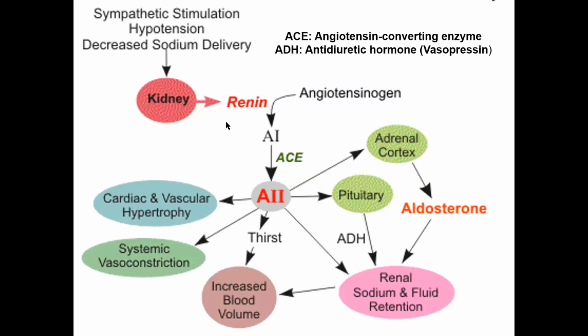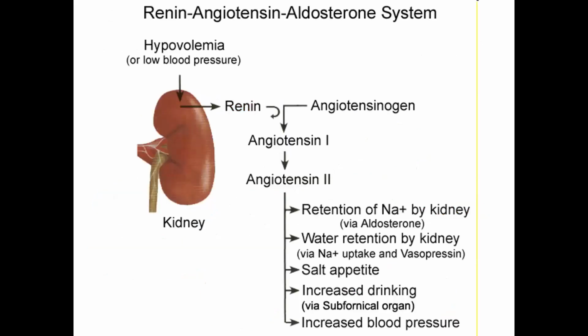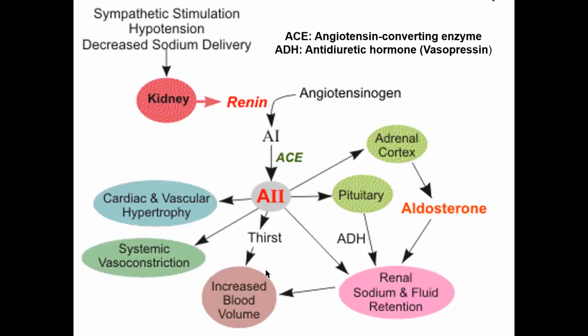So here we're basically the same thing, but there's one addition. First of all, the kidney, the renin, angiotensin, and then you've got angiotensin 1, angiotensin 2. And what angiotensin 2 does, all the things we talked about, are all there to increase the blood pressure.